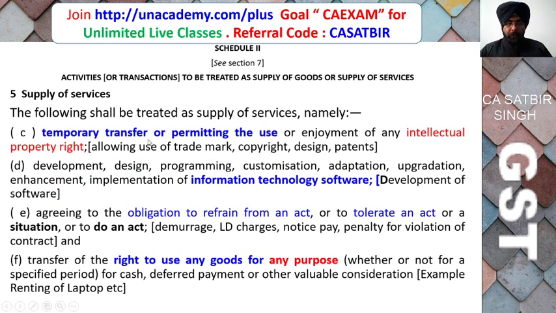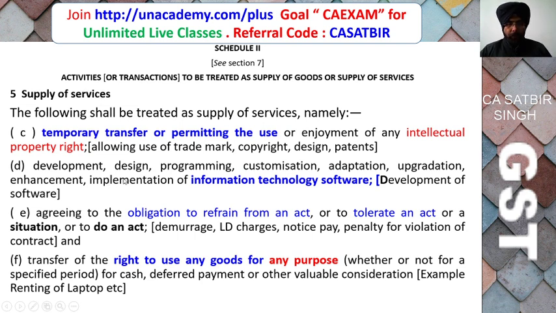So there can be a temporary transfer or permitting the use or enjoyment of any intellectual property right. Then this will also be supply of service, like allowing the use of trademark, copyright, design and patent. So it will be supply of service. So the GST rate applicable to service or time of supply of service provisions will be applicable.